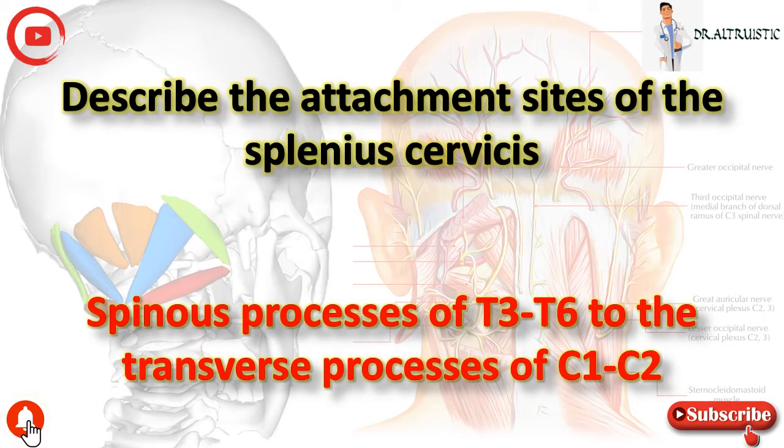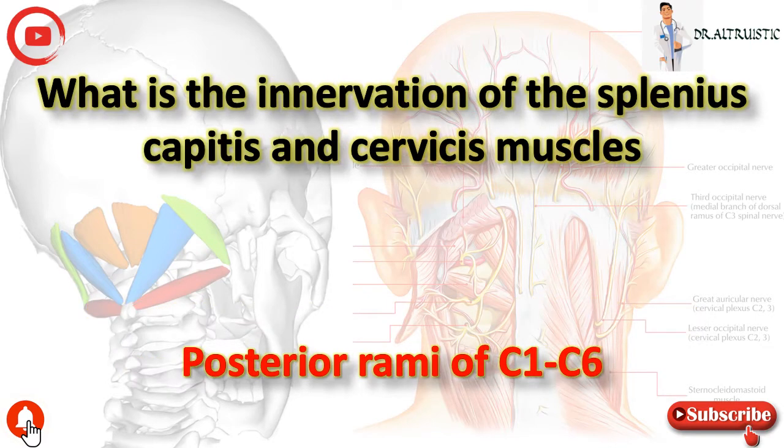Describe the attachment sites of the splenius cervicis. Spinous processes of T3-T6 to the transverse processes of C1-C2. What is the innervation of the splenius capitis and cervicis muscles? Posterior rami of C1-C6.